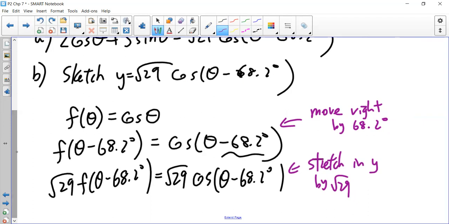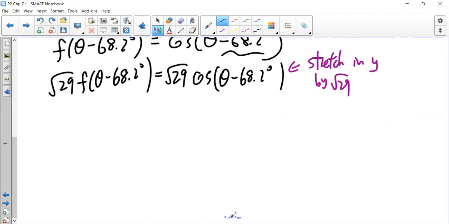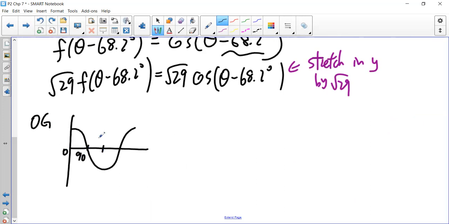So what we can do is sketch the original first. The original cos theta graph looks like this, right? Put in some key values: 0, 90, 180, 270, 360, and 1, minus 1. So the question needs us to move to the right by 68.2 degrees.